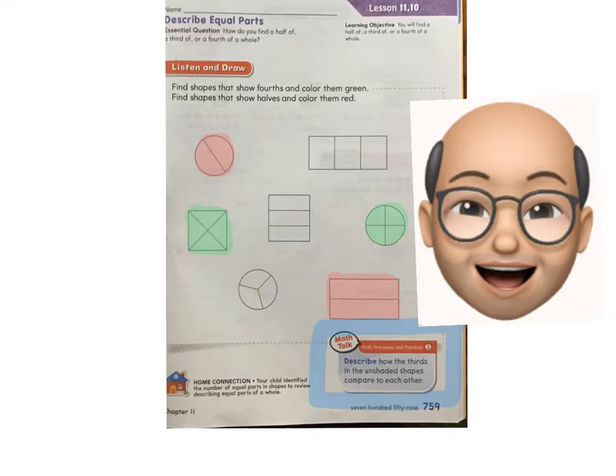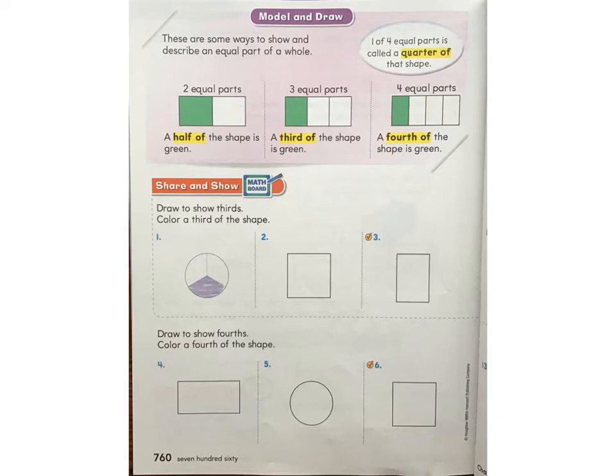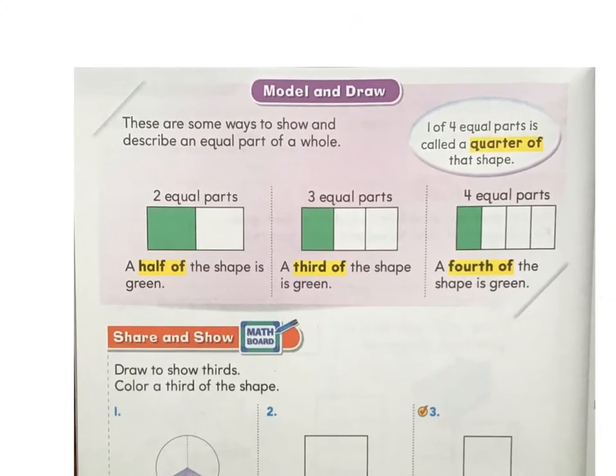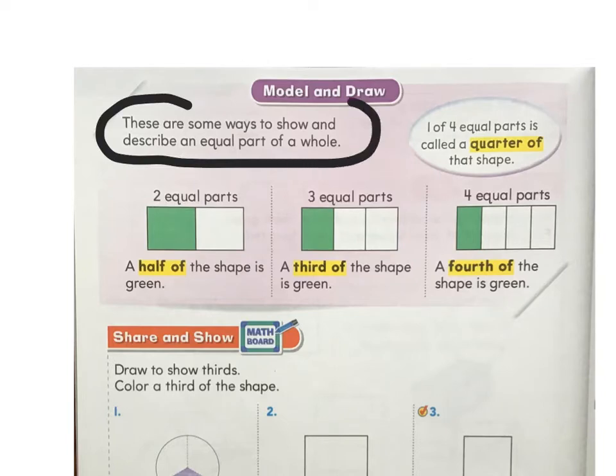Okay, let's move on to page 760. Let's take a look at the top in the light purple shaded area. Take a look. These are some ways to show and describe an equal part of a whole.